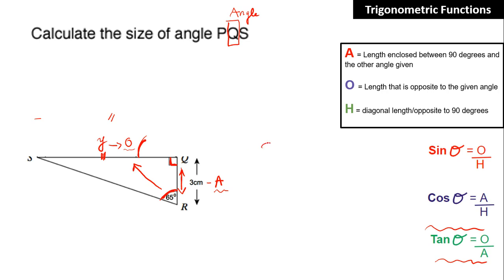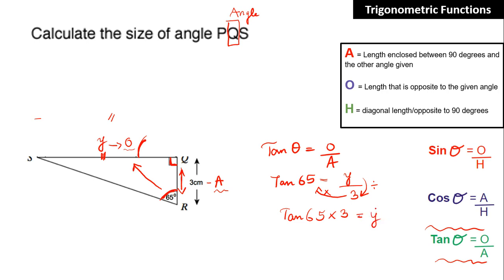So let me just write things down. Tan theta equals the opposite over adjacent, and I have my tan 65 in place of theta. Opposite is missing, so that's just y, and the adjacent is 3. Now when 3 goes to the other side, it has to be multiplied because it's in division with the y, so when it goes to the other side, it becomes multiplication. So I have tan 65 times 3 equals y.